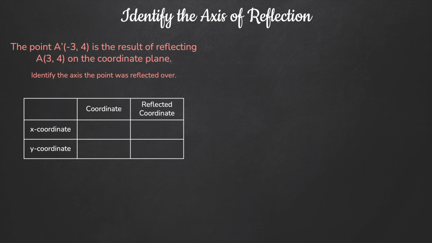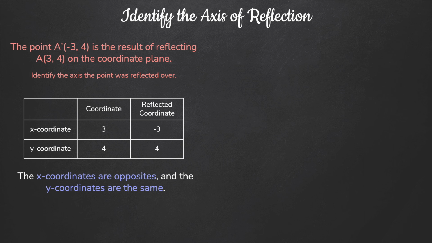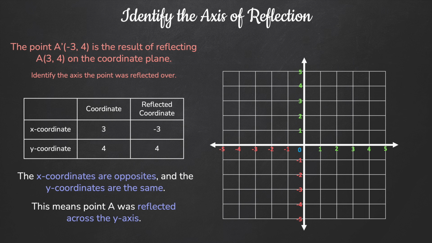So let's go ahead and write down the information we know. We know that the original coordinate was at 3, 4. So the x-coordinate was 3 and the y-coordinate was 4. We also know that after we reflected this point, our new coordinate, which is A prime, is now negative 3, and our y-coordinate is 4. In this case, the x-coordinates are opposites, and the y-coordinates are the same, meaning that point A was reflected across the y-axis. Let's go ahead and model this so we could visually see it.